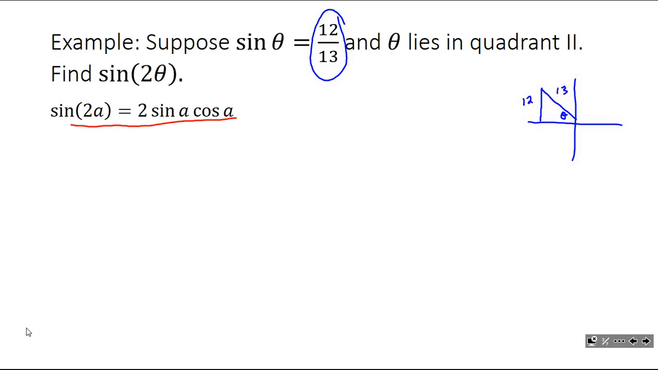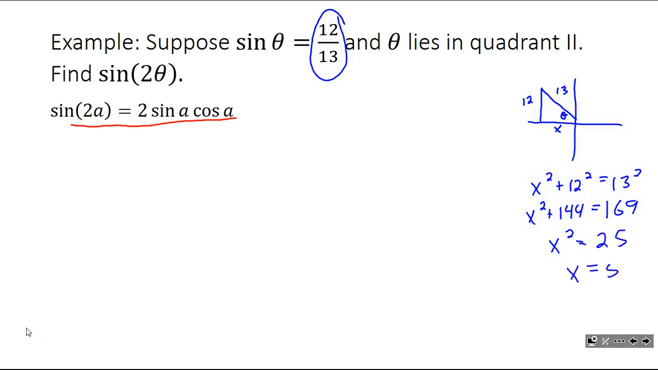Let's use the Pythagorean theorem to get the third side here, x. X squared plus 12 squared equals 13 squared. X squared plus 144 equals 169. Taking away 144 from both sides, x squared equals 25. And x would be 5. Could say x would be plus or minus 5.